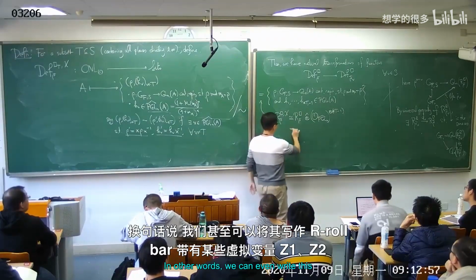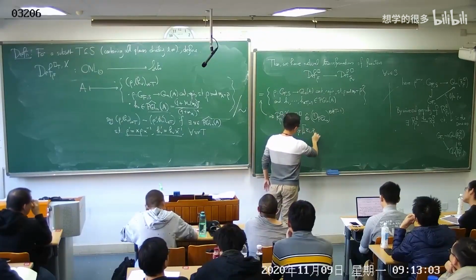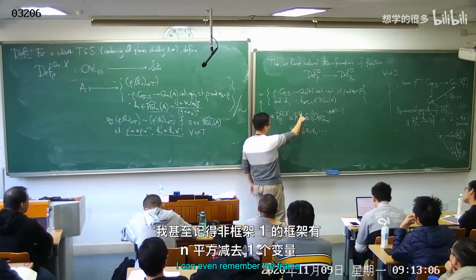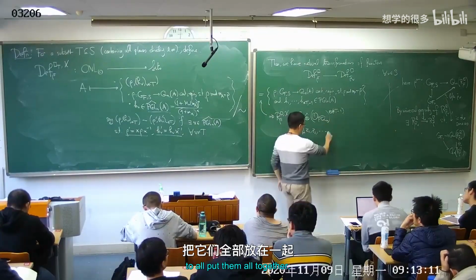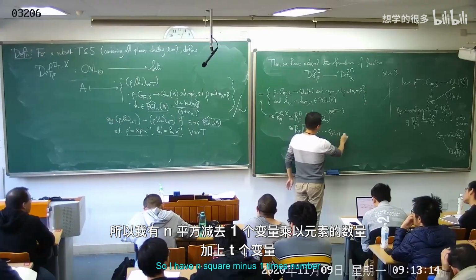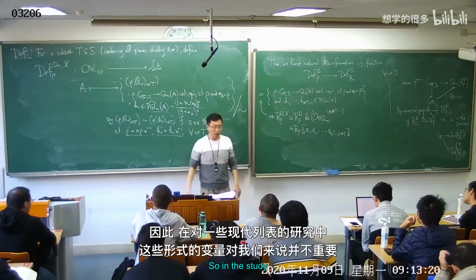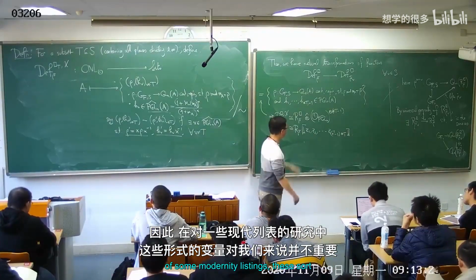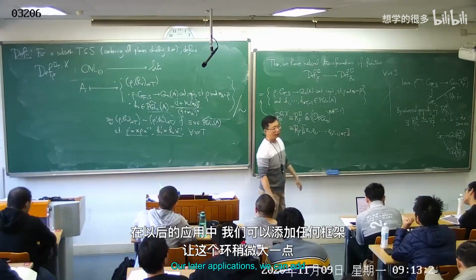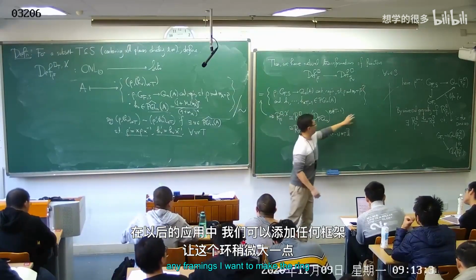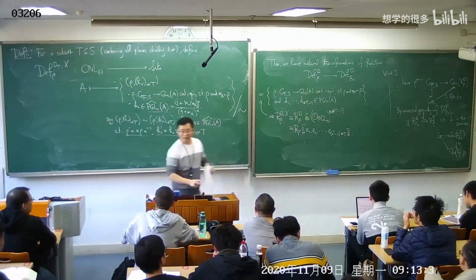In other words, we can even write this as R rho bar with some dummy variables, Z1, Z2. I can even remember the framed over the non-framed one has n squared minus 1 variables. Over here we have that many variables. We can put them all together, so I have n squared minus 1 times the number of elements in T, that many variables. So in the study of the modularity liftings, these formal power series variables are not so important to us. For our later applications, we can add any framings I want to make the ring a little bit larger, but this will not affect any of our calculations.